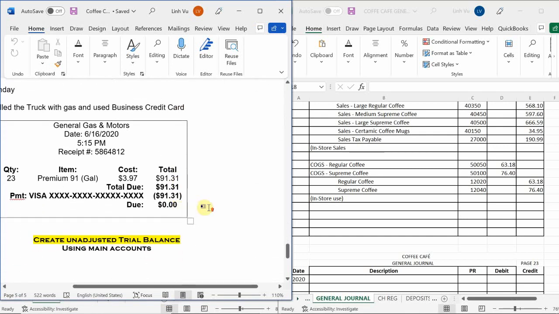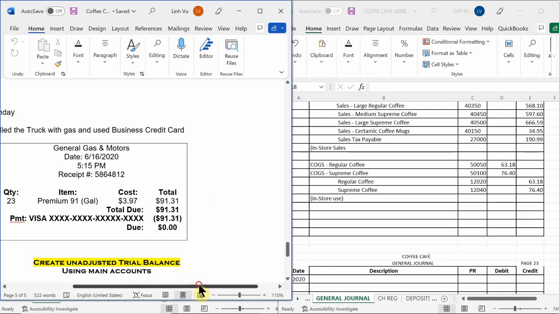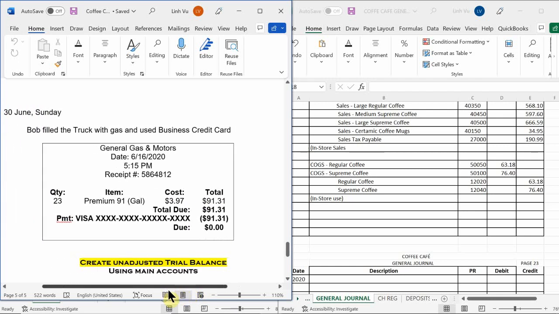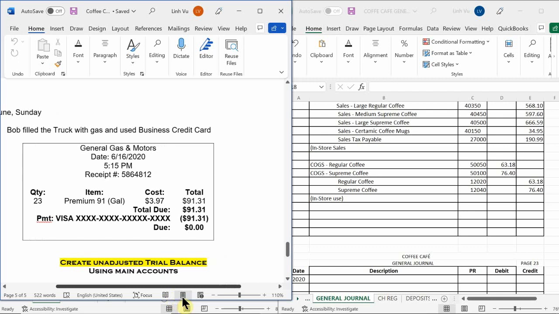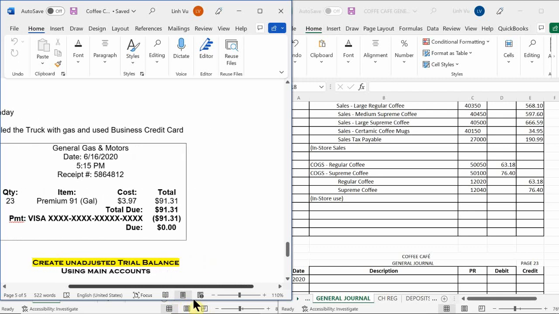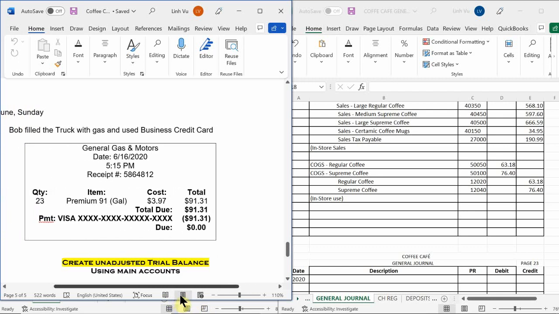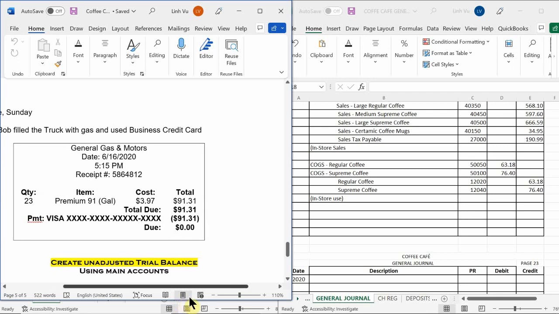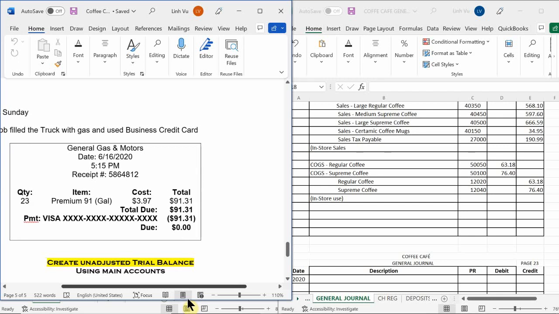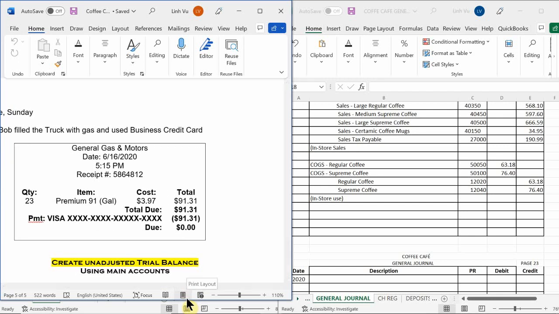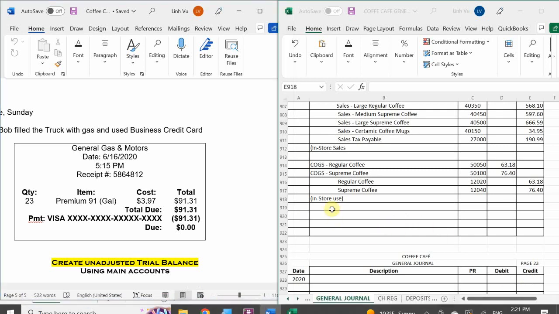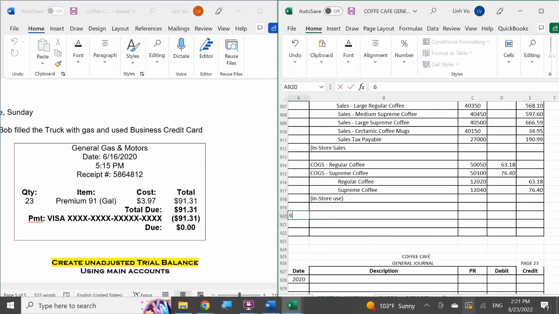Okay. Very, very last transaction for the entire month is Bob decided to go and fill the truck up with some gas and used his business credit card to pay for it. So in this case, we bought 23 gallons of premium 91 gas. So the total came out to be $91.31. Charge the credit card. So how do I record the transaction? And actually, you have just exactly enough space in the bottom of page 22. So what did we do?